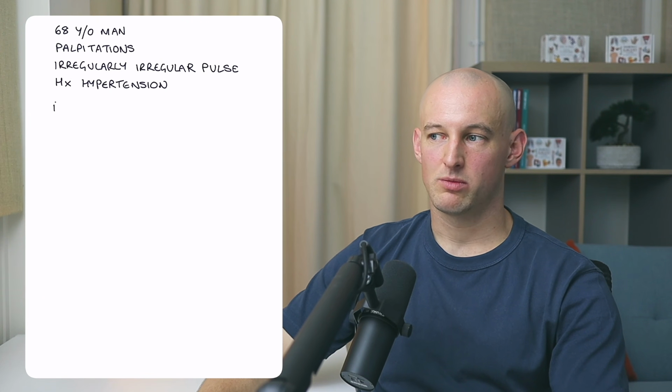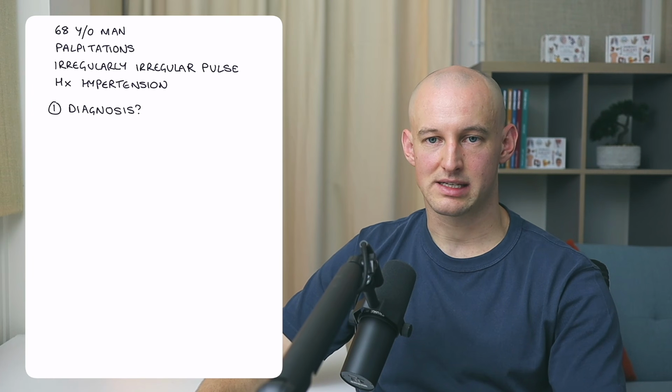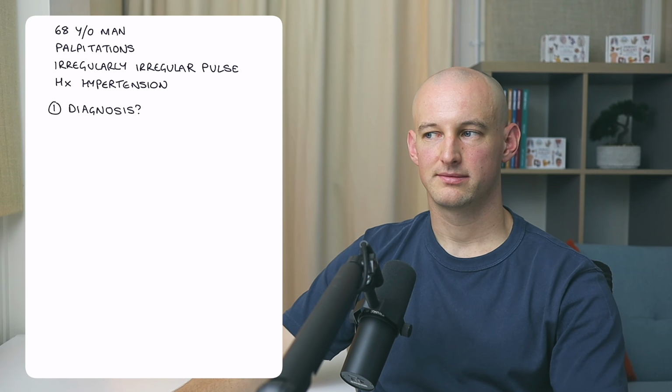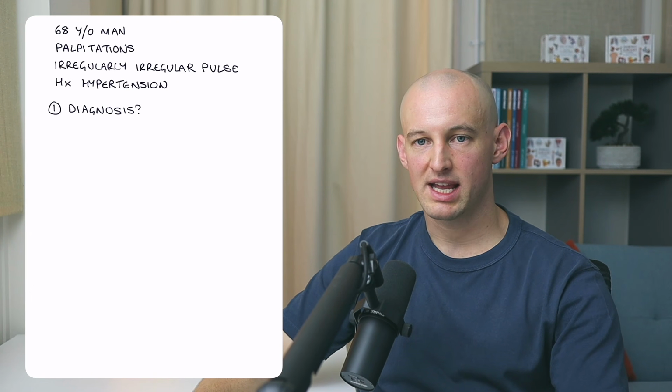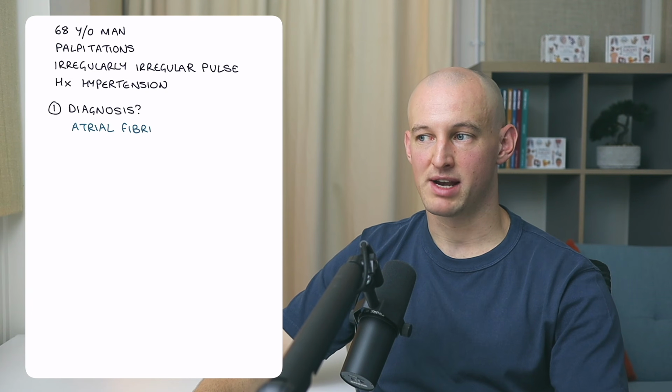Okay, onto a case. This is a 68-year-old man who presents with palpitations. So he says his heart feels a bit funny. On examination, he has an irregular pulse, and he has a history of high blood pressure. Question 1. What's your suspected diagnosis? Diagnosis that you suspect with an irregular pulse is atrial fibrillation.